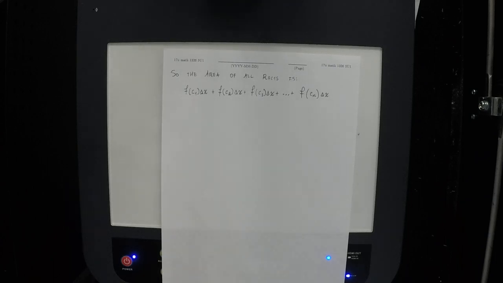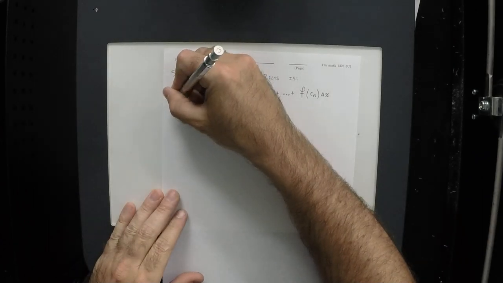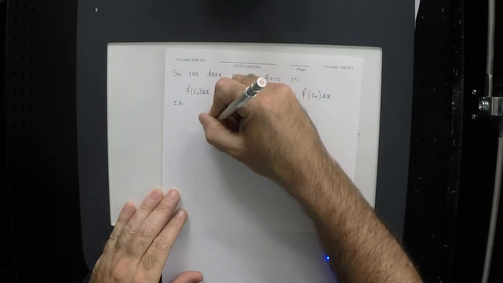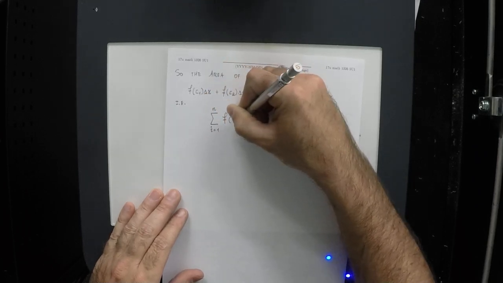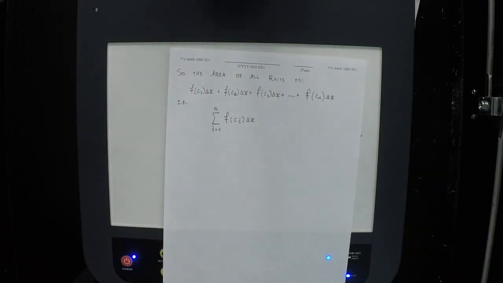Right, we do, right? We've got this sigma thing. You could write it like this. The sum from i is 1 to n of f of ci delta x. So that's the area. And this would work if you had 8 rectangles. It would work if you had 800 rectangles. That's the formula for the estimate of the area.